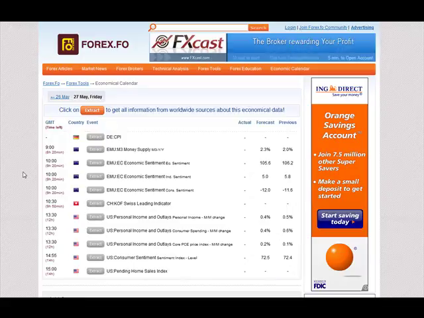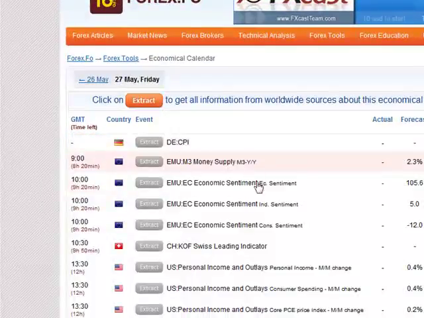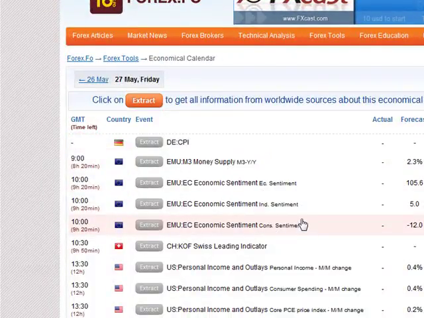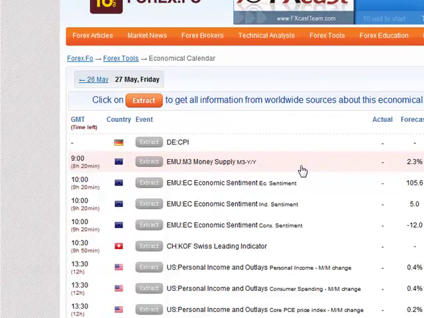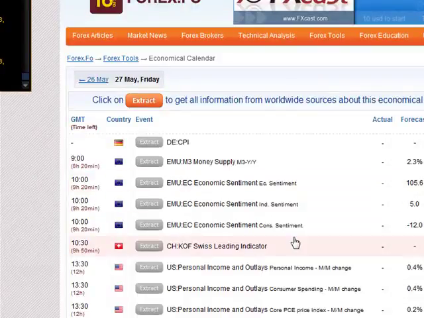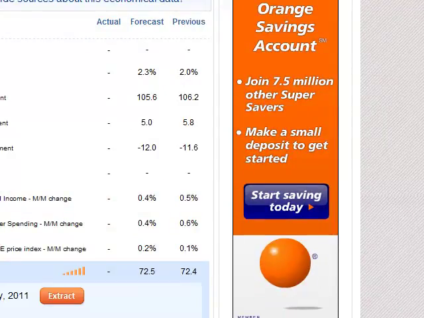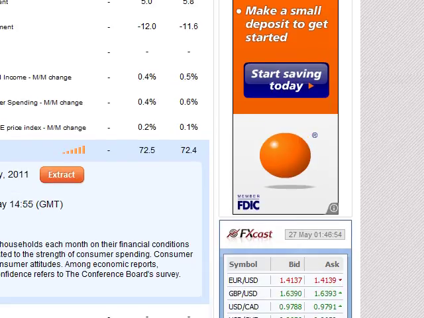Okay, as we look at Friday's economic calendar, we have some inflation data in Germany with CPI. And then the European Union has several releases. We've got the money supply. We also have the economic sentiment. So there's definitely some movers there for the European Union. And then down in the States, we have personal income. But really, it's this consumer sentiment that has the most ability to move the market from the state side.